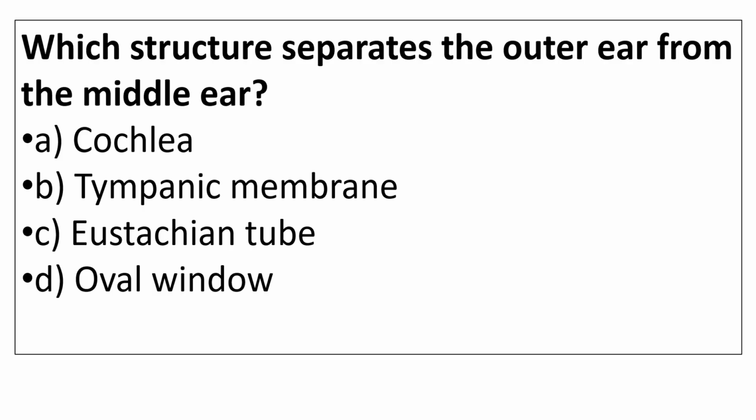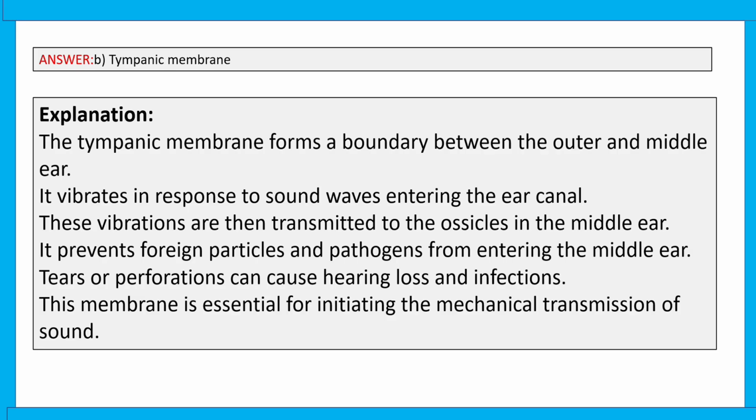Which structure separates the outer ear from the middle ear? Option A, cochlea. Option B, tympanic membrane. Option C, eustachian tube. Option D, oval window. The right answer is option B, tympanic membrane.